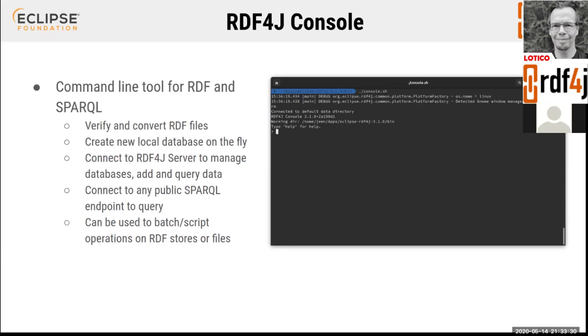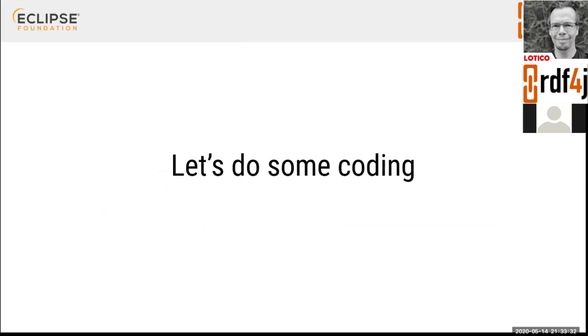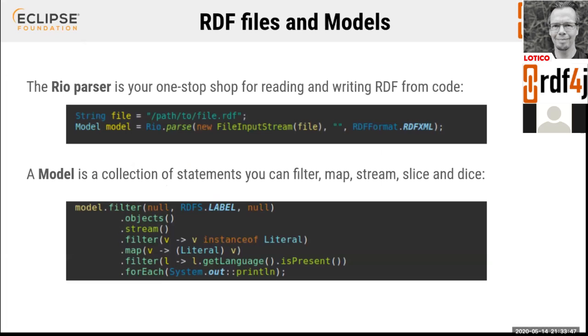Right, so far I've really talked about the tool aspect of RDF4J, but the title of this talk was working with RDF in Java, so we should probably start doing some coding. So let's dive into that straight. Starting at the beginning, you have an RDF file, you want to do something with it. The Rio parser is really your one-stop shop for that kind of thing. It allows you to very quickly load in a file and either convert it to a model or something else.